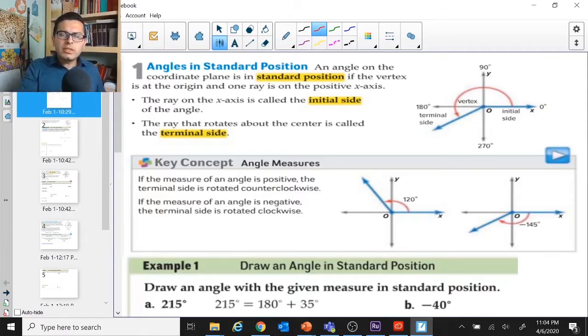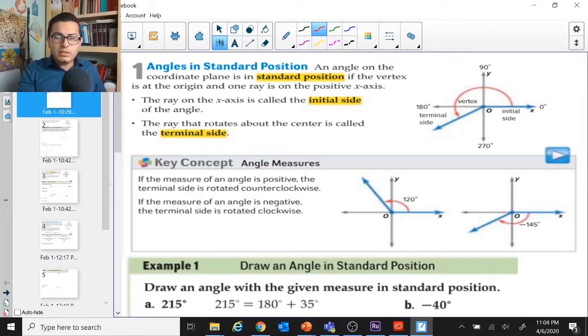Well, if you notice the first picture here, the positive angle has a line coming up out of the initial side. Now, when it comes up out of the initial side, that angle will be positive. On the other hand, if you look at this picture right here, if it comes down off of that initial side, it's going to be a negative angle.